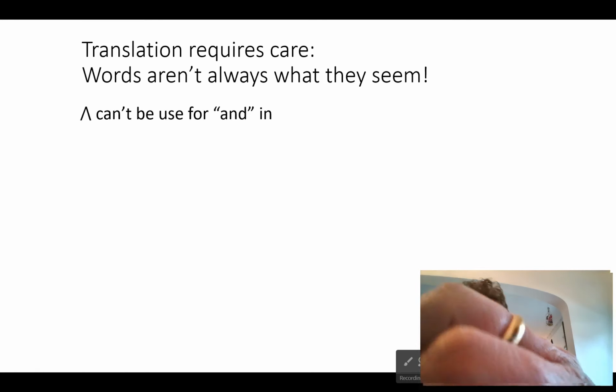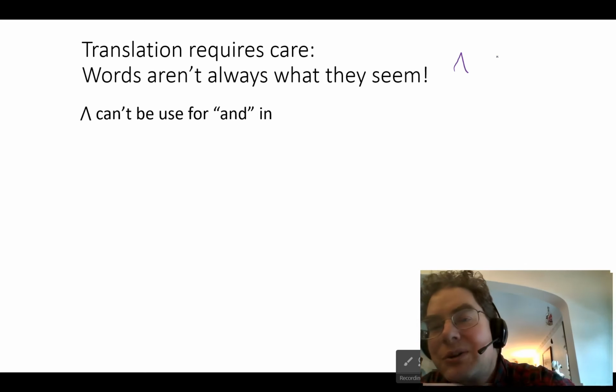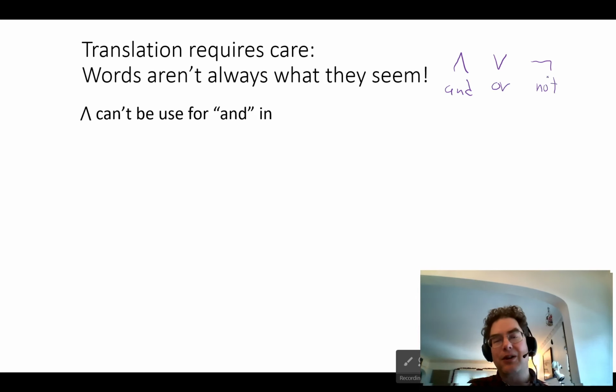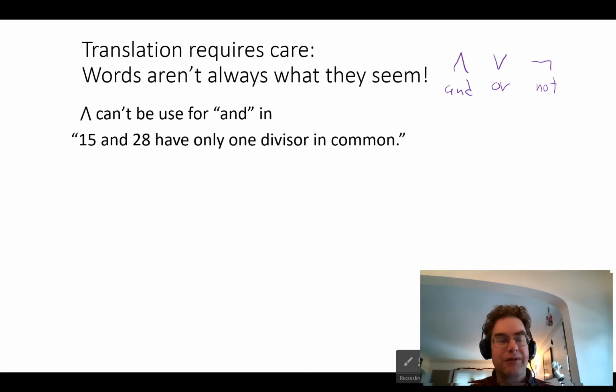Okay, we like to think of our conjunction symbol, maybe disjunction, negation. We like to think, conjunction, that's and, disjunction, that's or, negation is not, and so forth. But that's not the whole story, right? For instance, just because you see the word and, that sends up the flag for conjunction, but not necessarily. We take a look at a sentence like this, and there are lots of sentences like that out there. 15 and 28 have only one divisor in common.